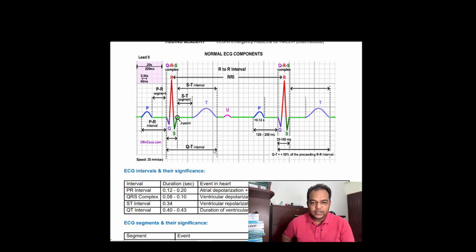This is the QT interval. It represents the time interval between the onset of the QRS complex up to the end of the T wave. There are two segments, PR segment and ST segment. PR segment represents the ECG segment between the end of the P wave and the onset of the QRS complex. And ST segment represents the ECG segment from the J point up to the onset of the T wave.